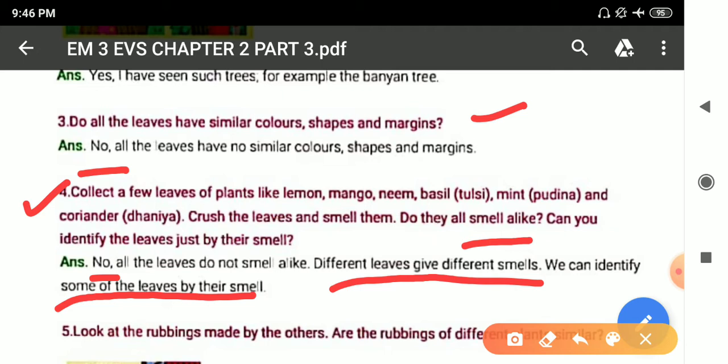Pudina usually has a very different kind of soothing smell, which is a kind of mint smell. So you can easily remember the smell and you can identify that leaf. So each and every leaf has a different kind of smell.